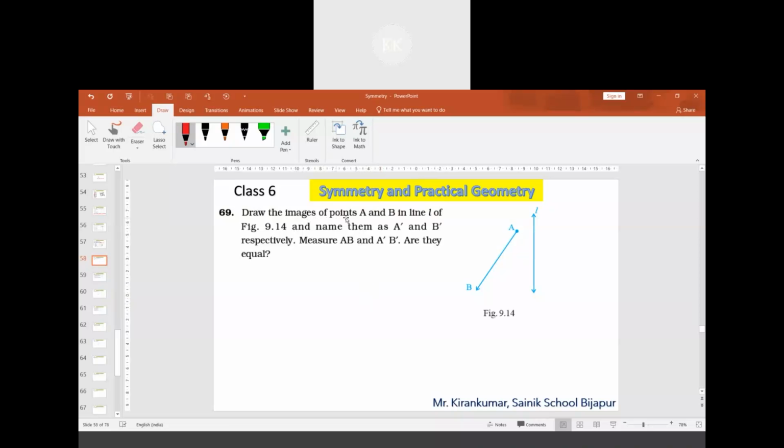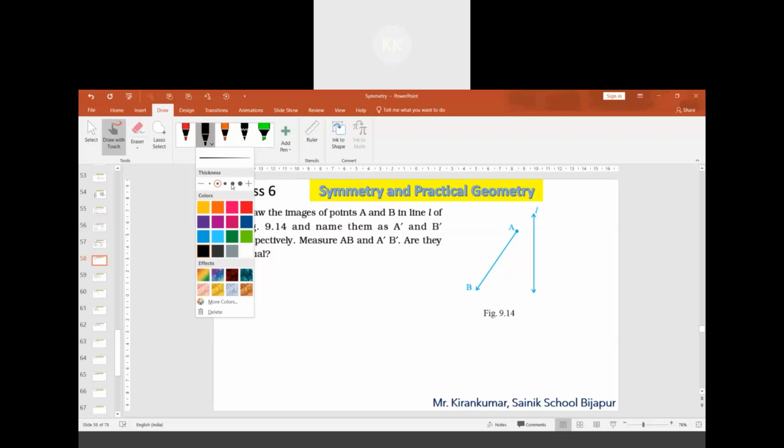Draw the images of point A and point B in line L of the figure. Name them as A dash and B dash respectively. Measure them. Are the measures equal? Actually speaking, they did not mention point B. It has to be mentioned. Say this is point B.